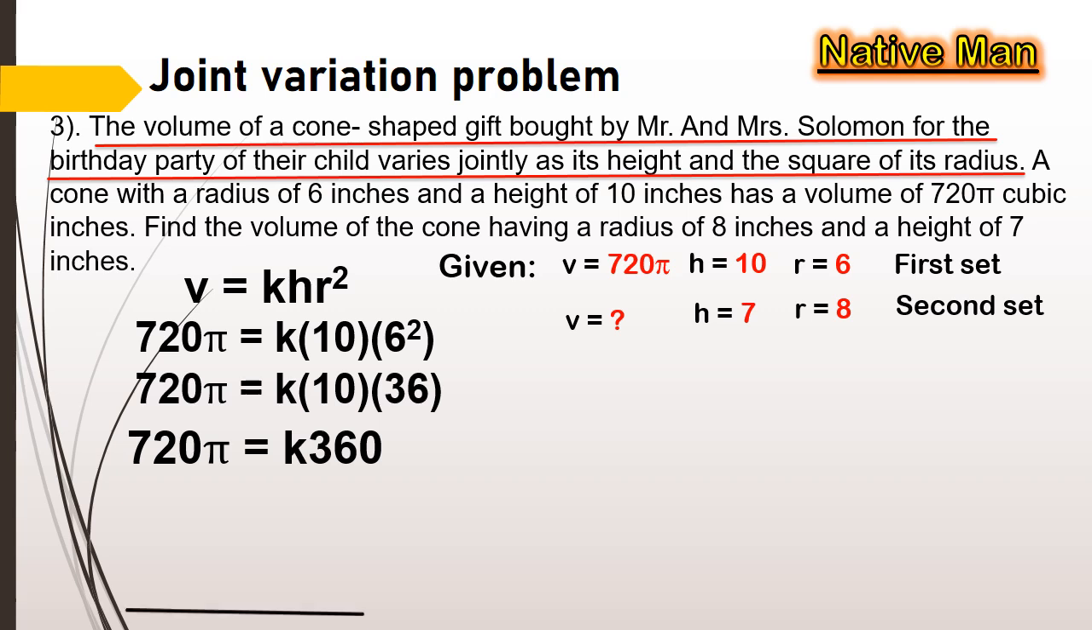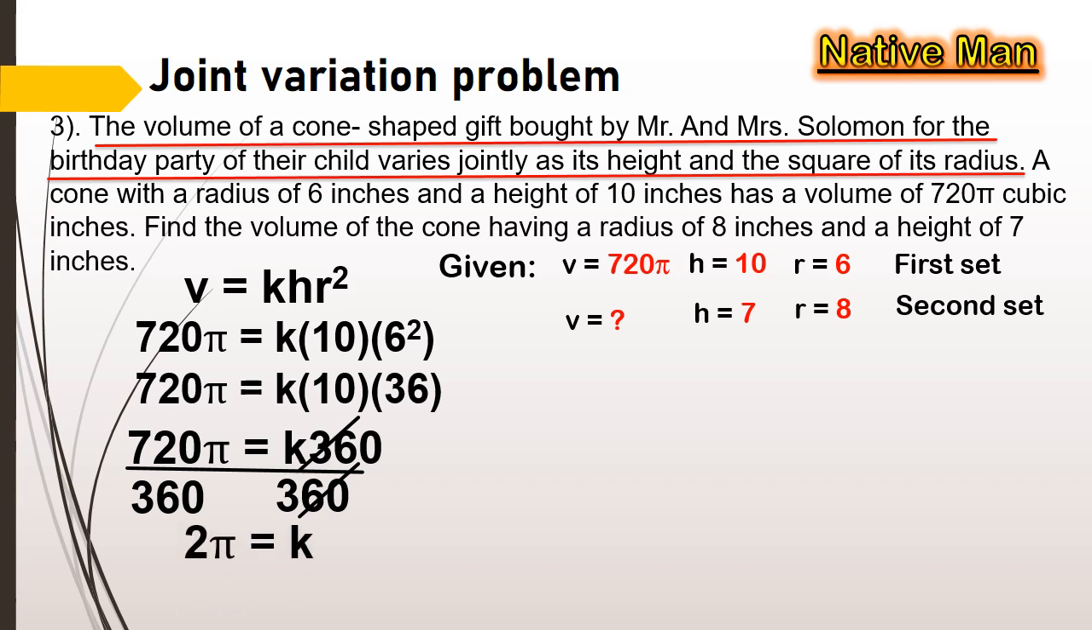Then remove 360 by dividing both sides of the equation by 360. So divide by 360, divide by 360. And then cancel 360. Ang matitira dyan ay K. Then 720 pi divided by 360 is equal to 2 pi is equal to K. Huwag nating i-simplify muna yung 2 pi. Hayaan nating pi ang andun lang yung pi sa ating value or number. So, the constant is 2 pi.